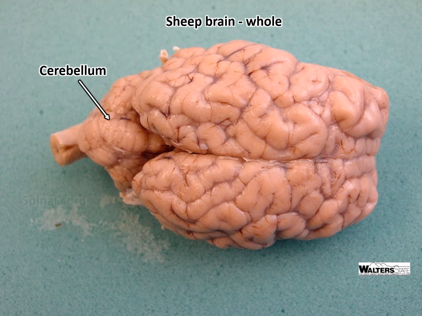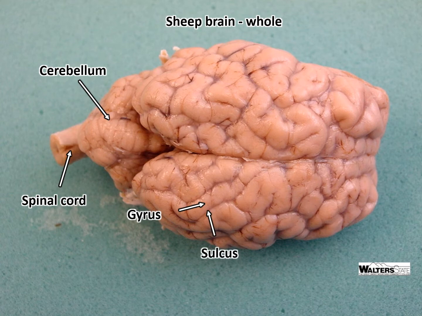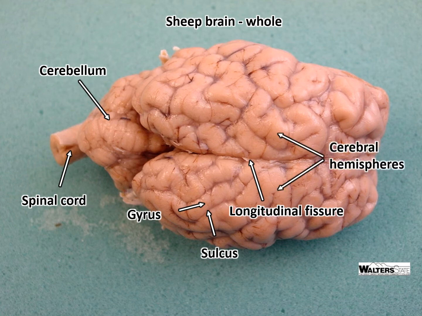So this is the cerebellum. This is the spinal cord. Here's a gyrus. This is a sulcus, so you can see folds and depressions. This is the longitudinal fissure, which divides the 2 cerebral hemispheres. These are the 2 cerebral hemispheres.